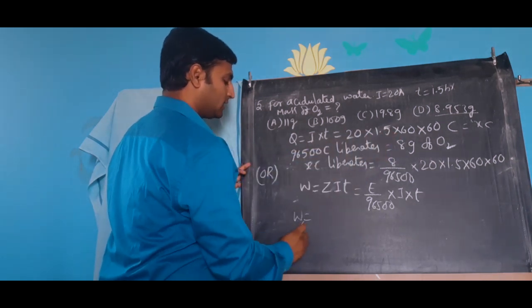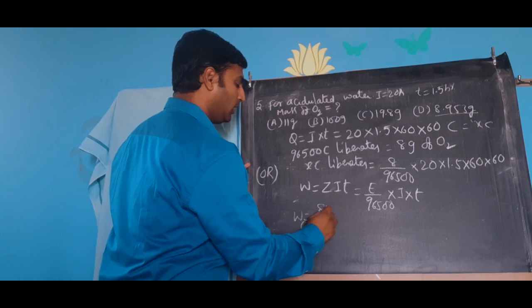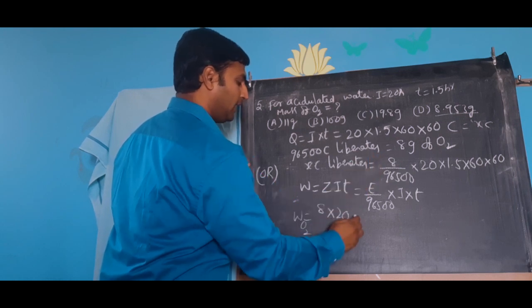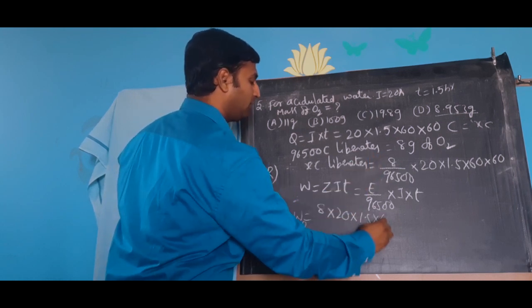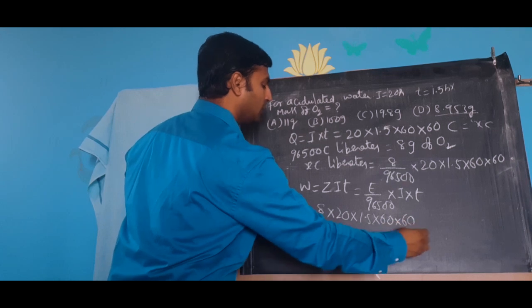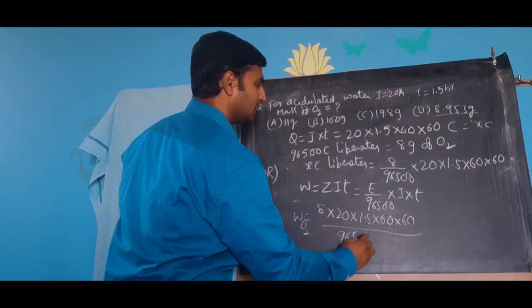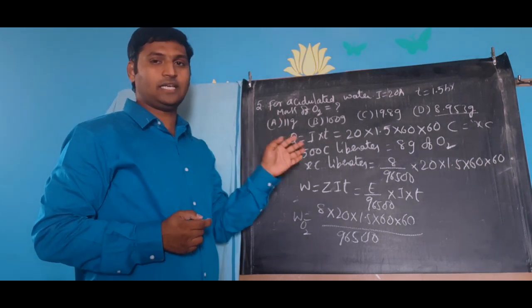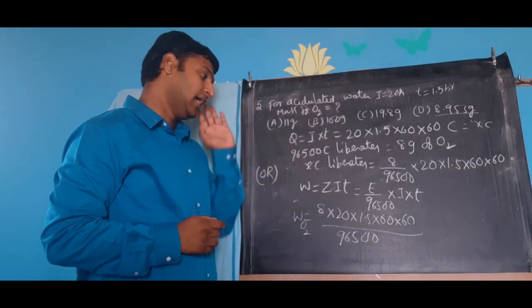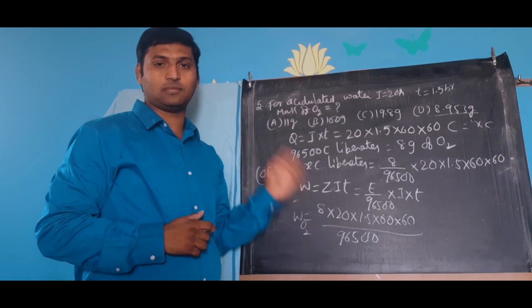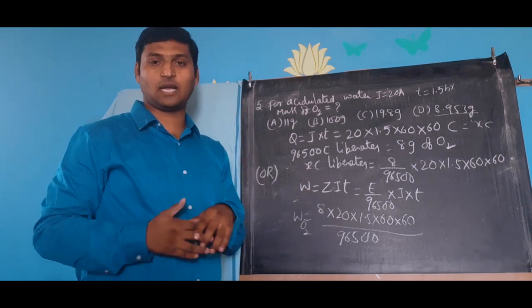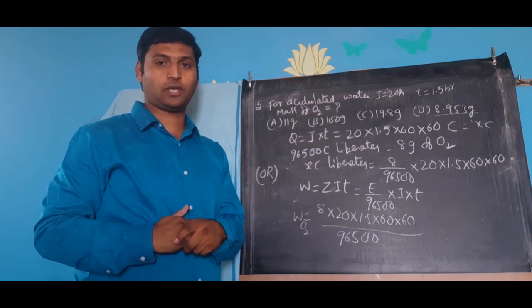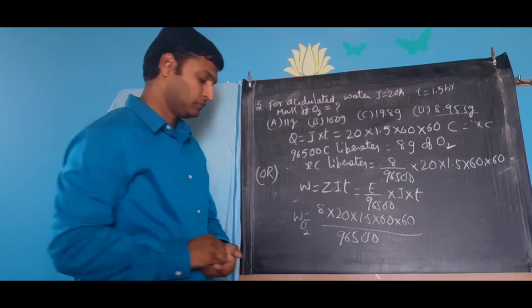So weight of oxygen liberated is equal to 8 into 20 into time, which is 1.5 into 60 into 60, divided by 96,500. Both are one and the same. Here we are solving it in 2 steps using the unitary method. Here we are using the formula and directly substituting, whichever is convenient for you. Okay, that is problem number 5.